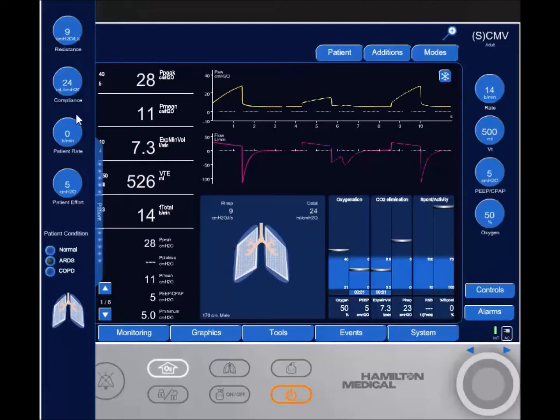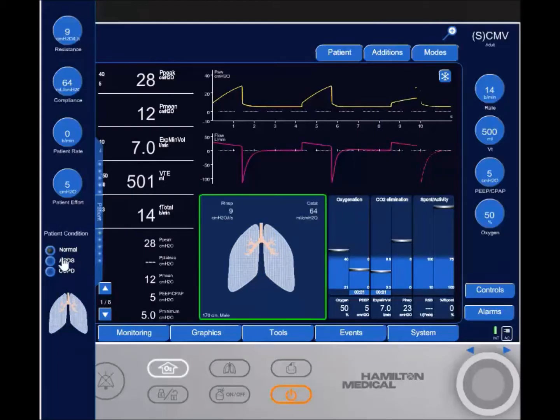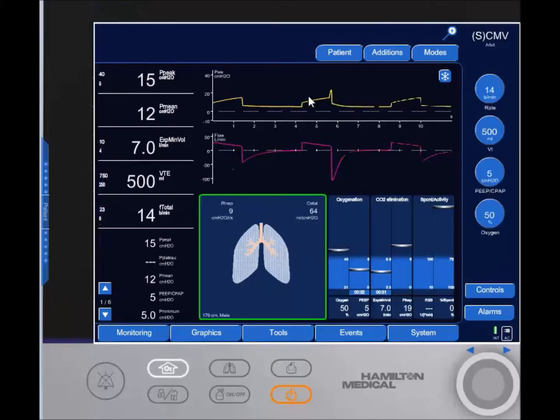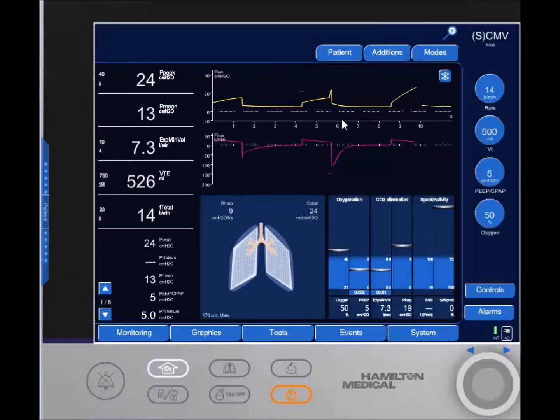So I'm going to switch my patient to ARDS patient. I'm going to go back to switch to normal because the waveforms and measured values already took off. And I'm going to switch the patient again. We notice that we have a starting peak inspiratory pressure of 15. And when I do this, it's going to change compliance. And as you notice, you can see the waveforms. The next immediate breath, my pressure is 24.